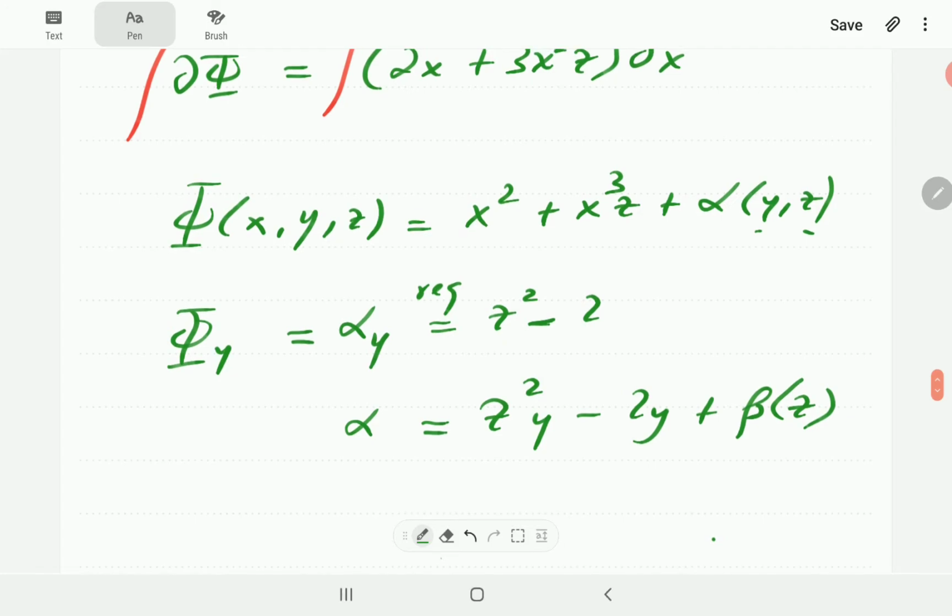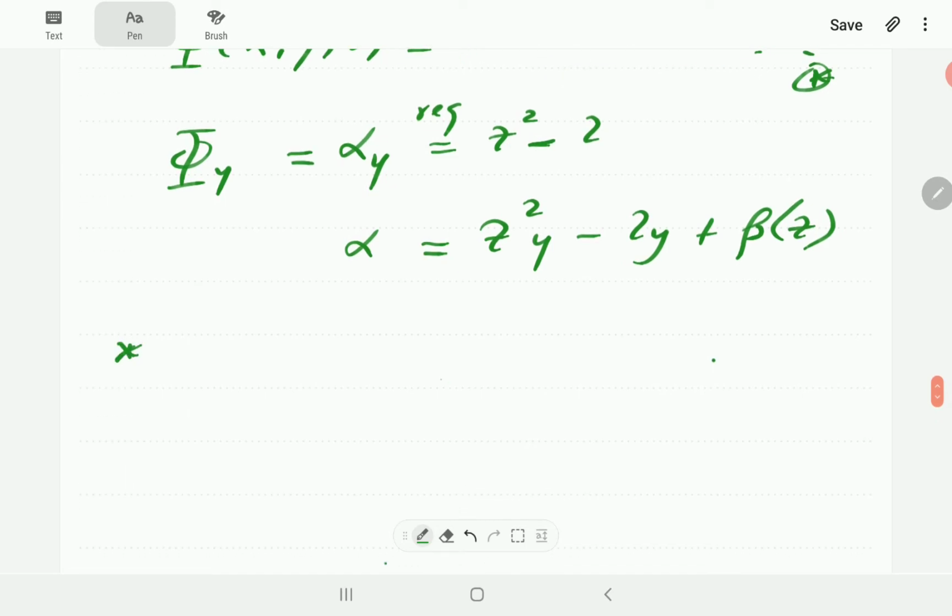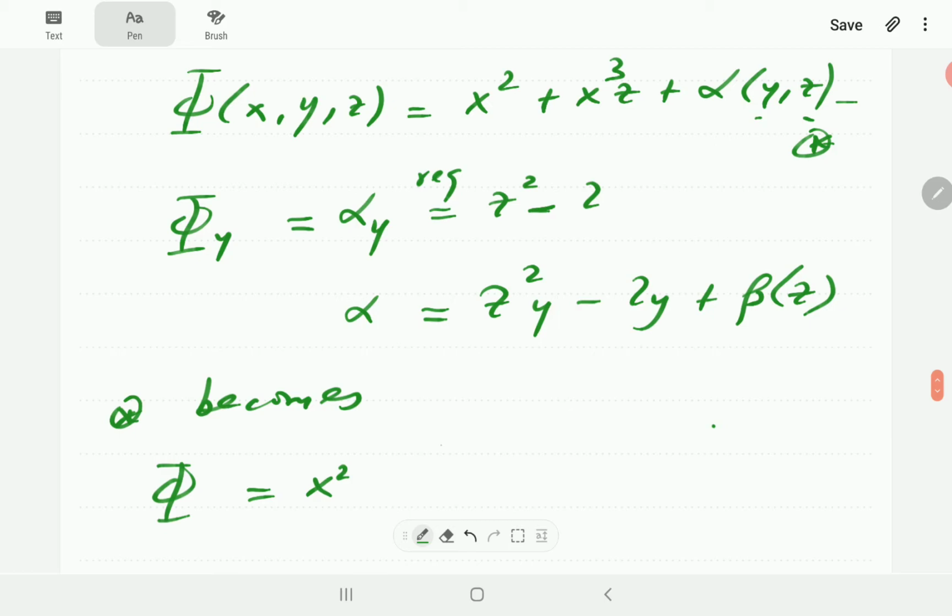Then we can take this and plug it back into our equation for phi, which is this one here. So let's call this equation asterisk. Okay, so asterisk becomes, so phi is now going to be x squared plus x cubed z plus alpha, which is yz squared minus 2y plus beta, which is a function of z only.